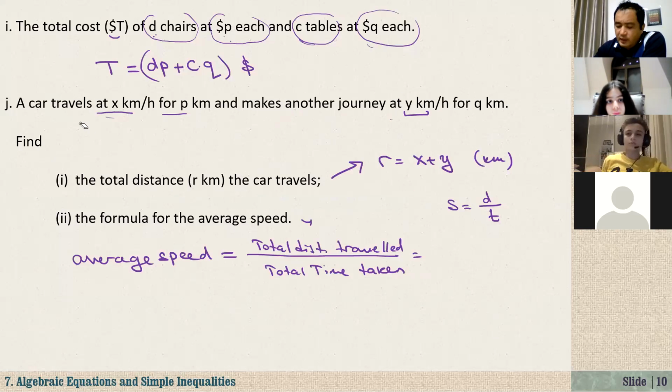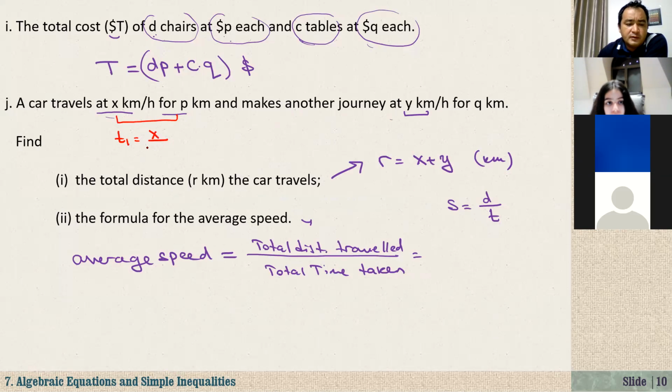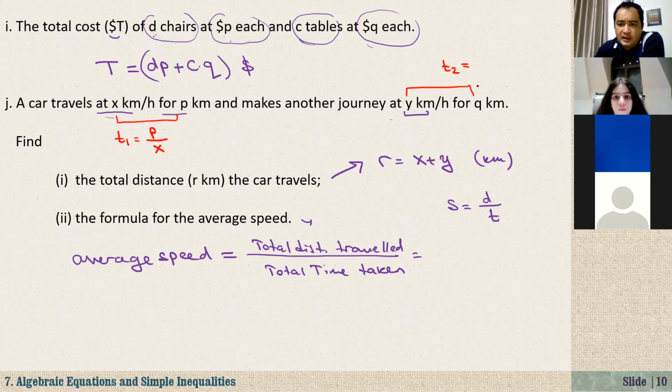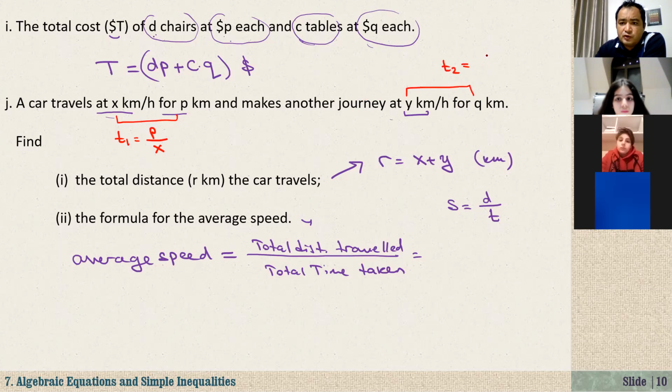Okay. So a car travels at X kilometers per hour for P kilometers, right? So from here, how do you find the time taken for this journey? T1 is equal to distance over speed. What is the distance? It is P. And how about the speed? It is X. And how about for this journey? Let's say this is T2, that's equal to distance over speed. What is the distance? It is Q here. And how about the speed? It is Y here, right?